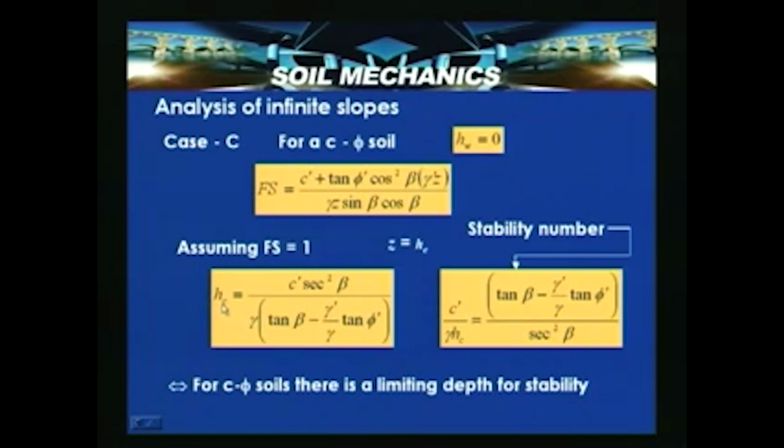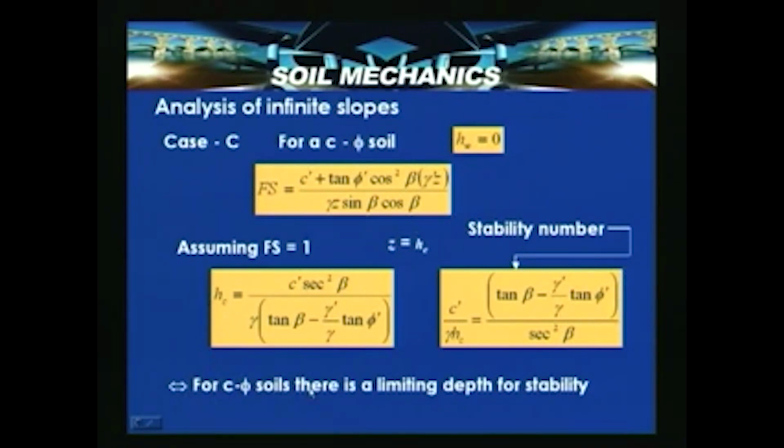So, Hc can be obtained by rearranging this expression. We can write Hc is equal to c dash secant square beta divided by gamma into tan beta minus gamma dash by gamma into tan phi dash. If you rearrange these terms, c dash by gamma Hc is equal to tan beta minus gamma dash by gamma tan phi dash, divided by secant square beta. This is nothing but a stability number.